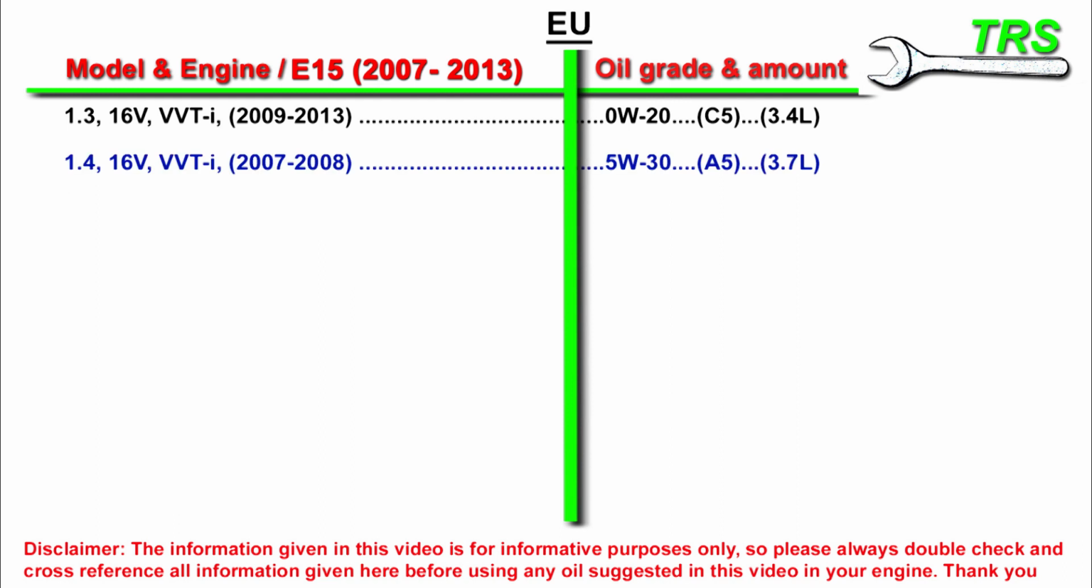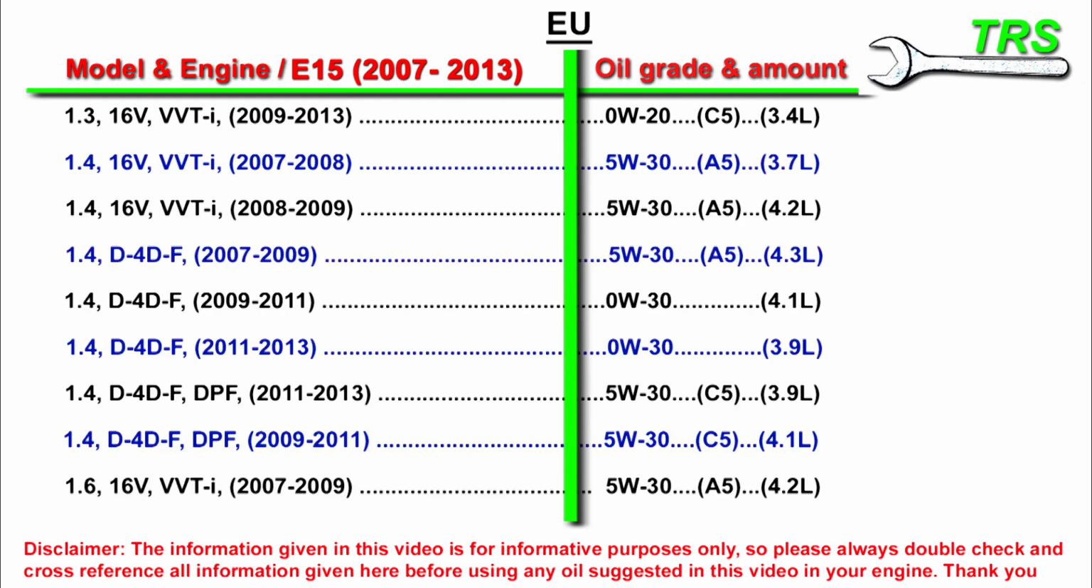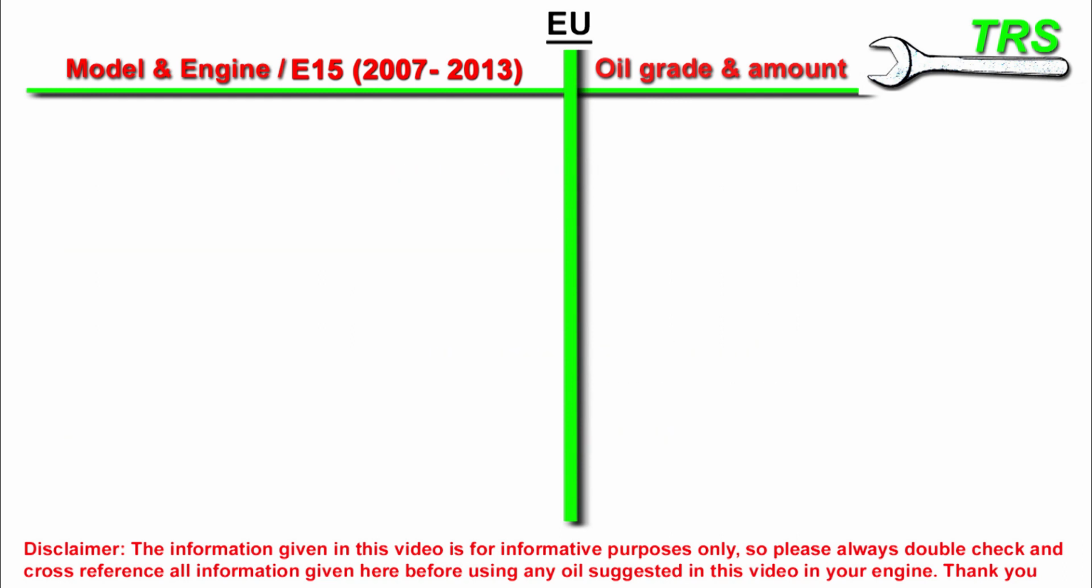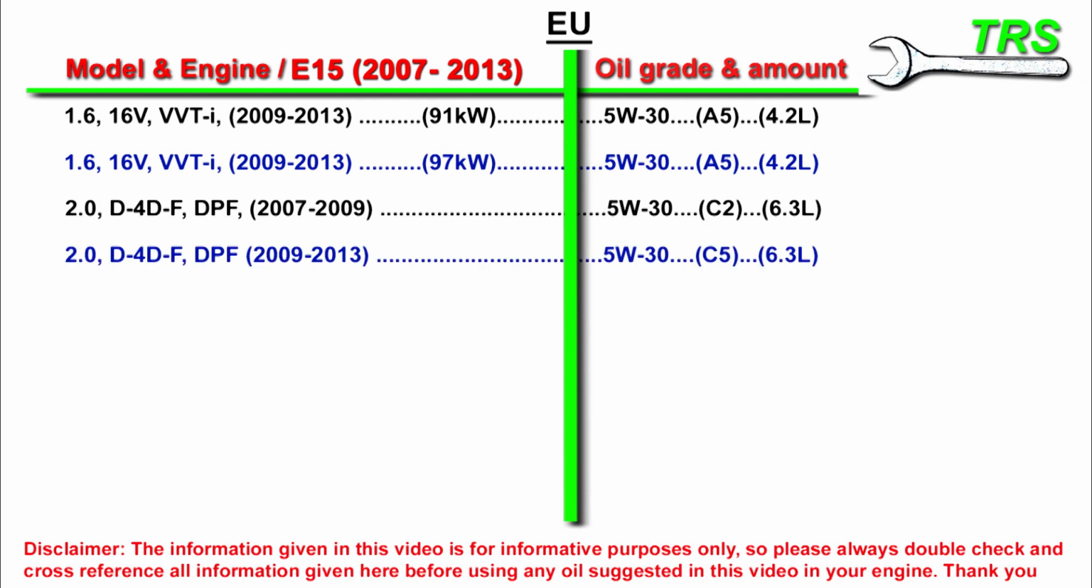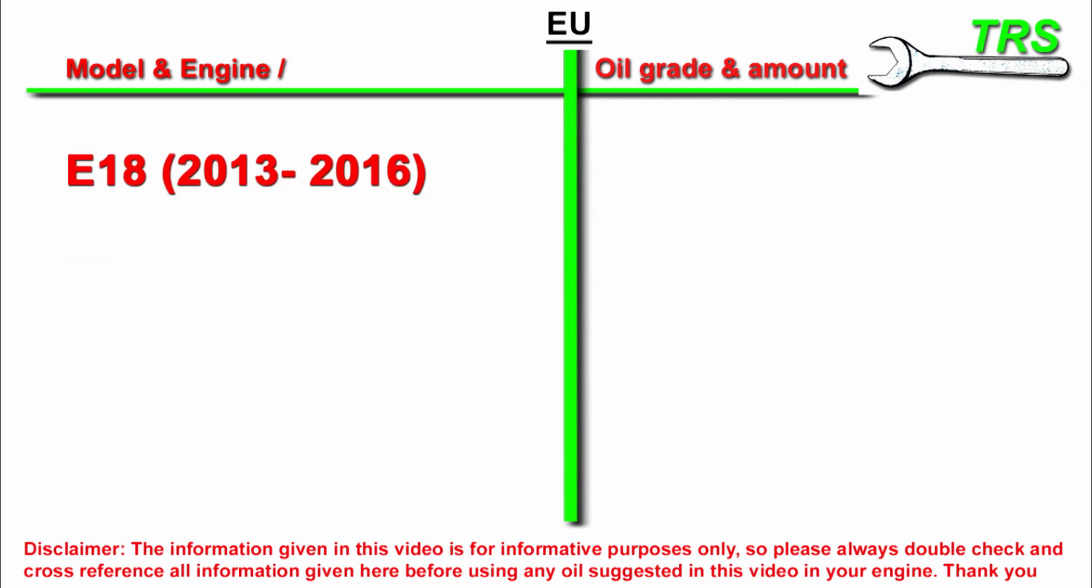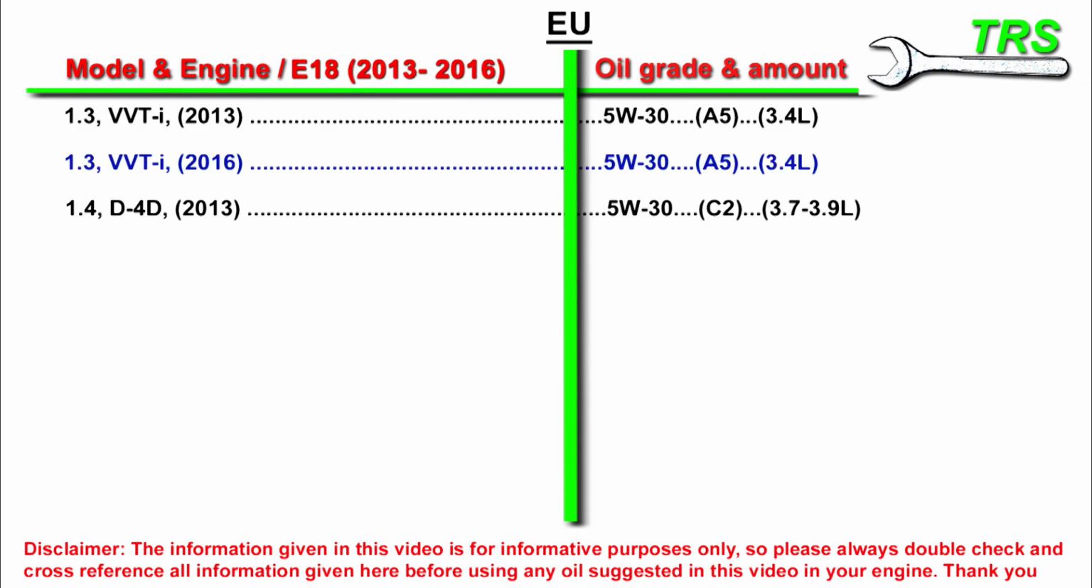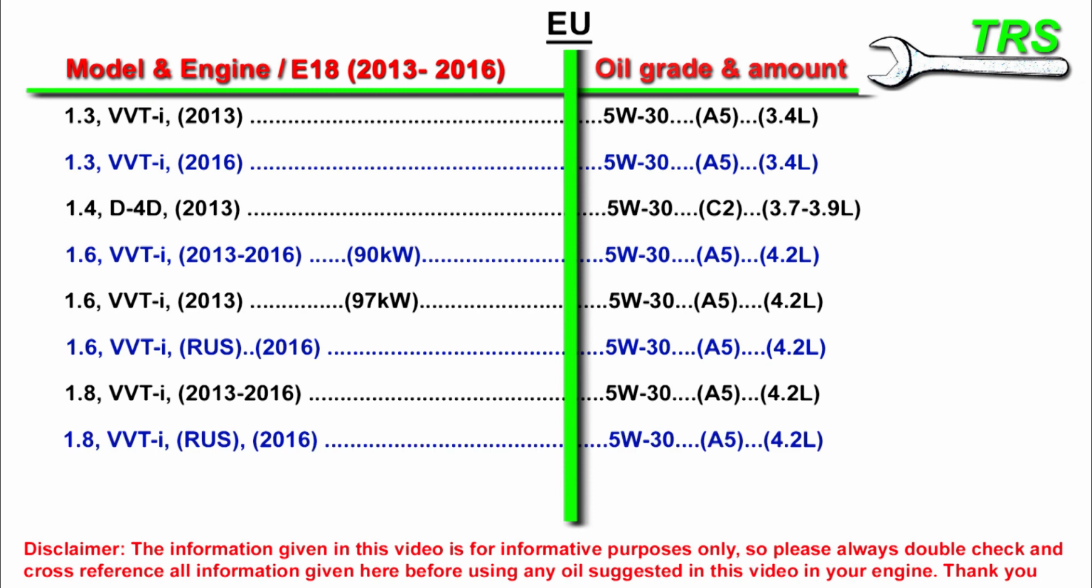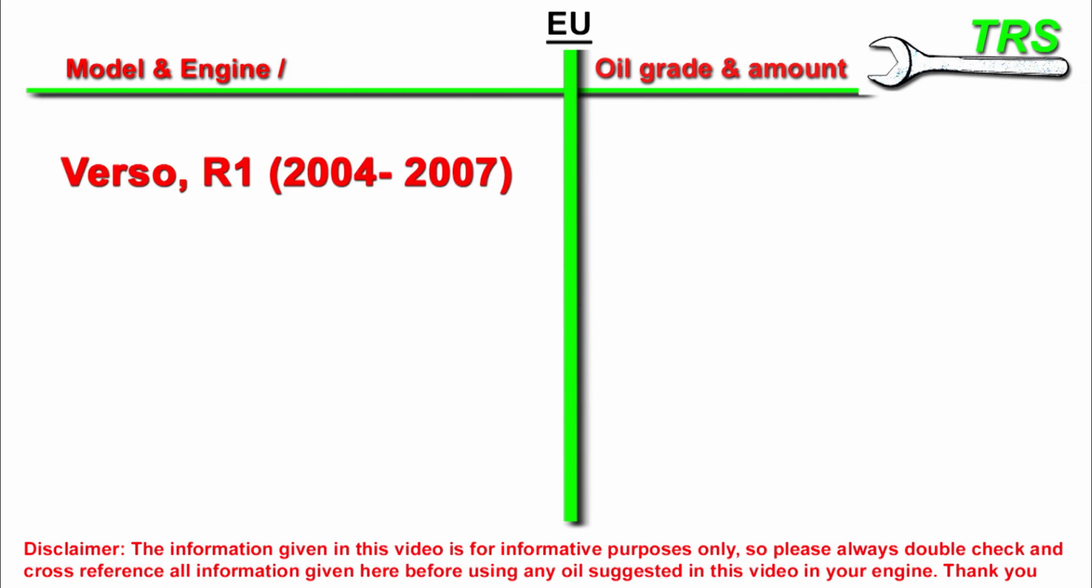And again this is a very large category, so there's this table and the extended table here. And so we'll move on now to E18 from 2013 to 2016. And so here is the list. And of course, if this is your category, then please pause here while I move on to the final category. And that is the Verso R1 from 2004 to 2007.